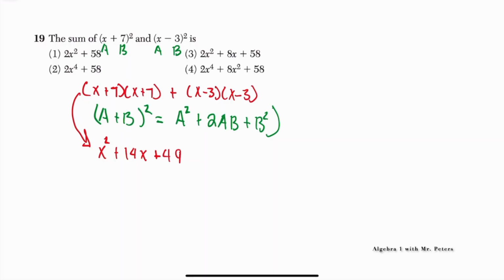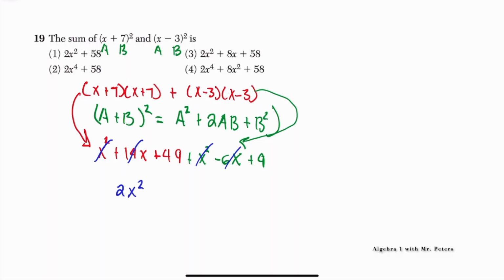Now we do the same thing to our second expression, right? So x squared is just x squared. When we do the 2AB, that's x times -3, that's -3x, -3x times 2, -6x, and then -3 squared is just +9. Now all we need to do is add. So once we combine this, x squared and x squared, 2x squared.